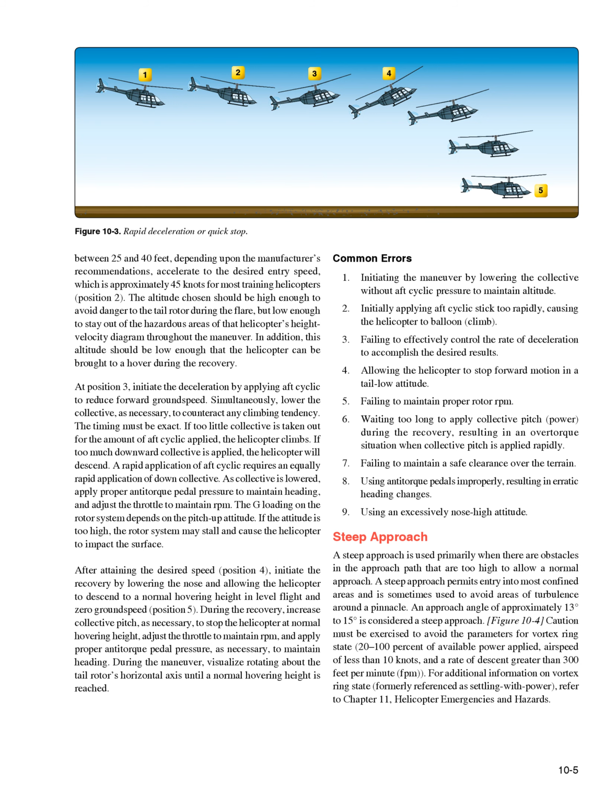At position 3, initiate the deceleration by applying aft cyclic to reduce forward ground speed. Simultaneously, lower the collective, as necessary, to counteract any climbing tendency. The timing must be exact. If too little collective is taken out for the amount of aft cyclic applied, the helicopter climbs. If too much downward collective is applied, the helicopter will descend. A rapid application of aft cyclic requires an equally rapid application of down collective.